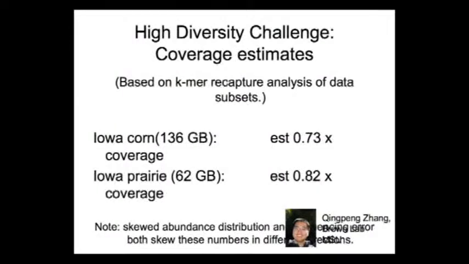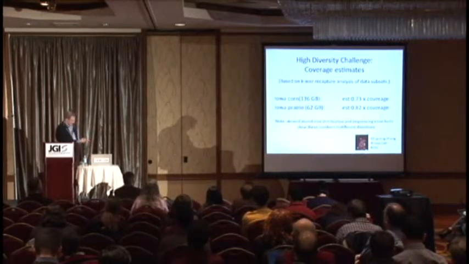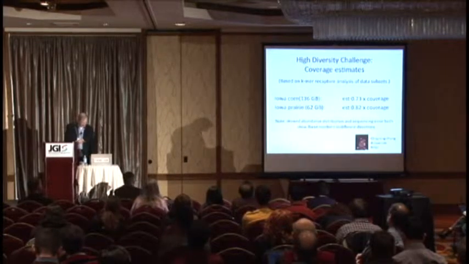As I think most people recognize, the soil environment is very diverse. What is this diversity challenge? Based on K-mer recapture analysis done by a person in Titus Brown's lab, this is sort of the estimate. So for the Iowa corn at 136 gigabases, the estimated coverage is 0.7x. The prairie at 62 gigabases, 0.82x, to give some indication.